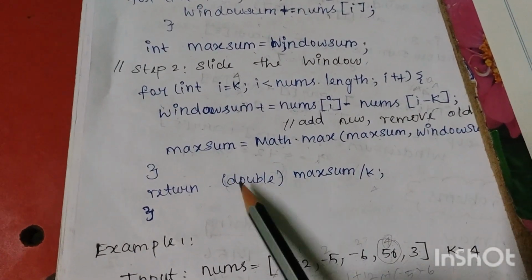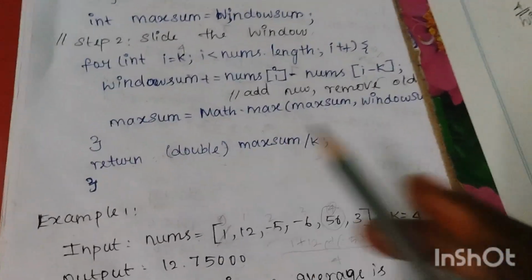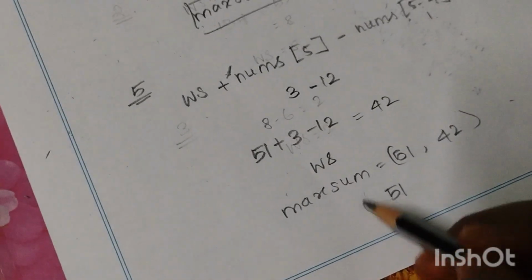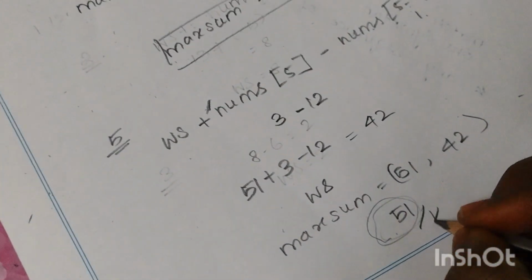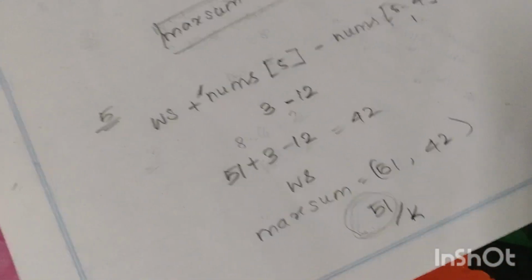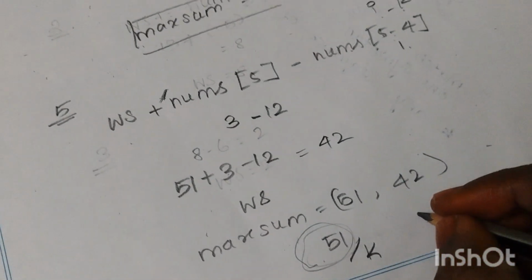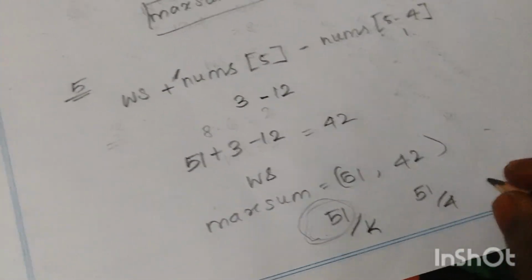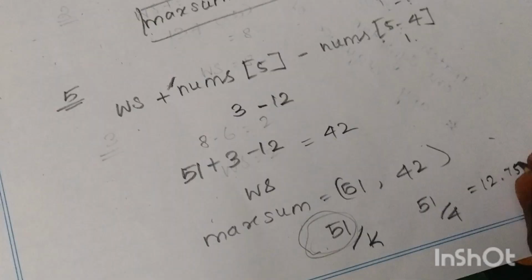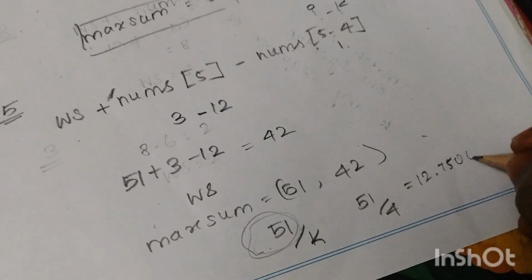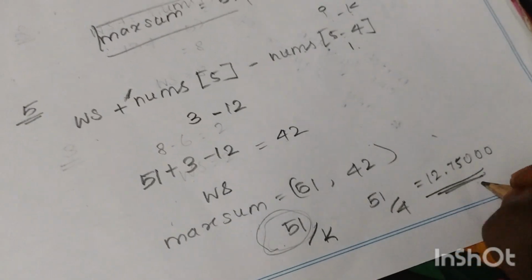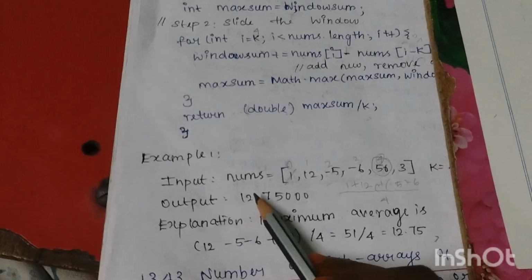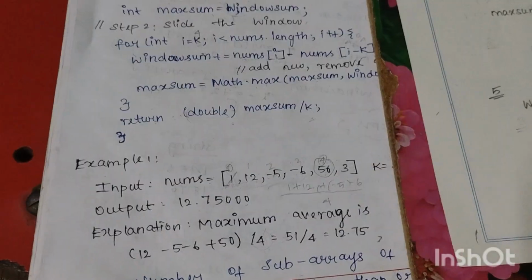So we are typecasting it into double, and we have found the maximum sum is equal to 51 and we have to divide it by k to find the average. So k is equal to 4. So 51 divided by 4 is equal to 12.75, and as it is a double we will add 3 zeros. So the value which it returns is 12.75000.